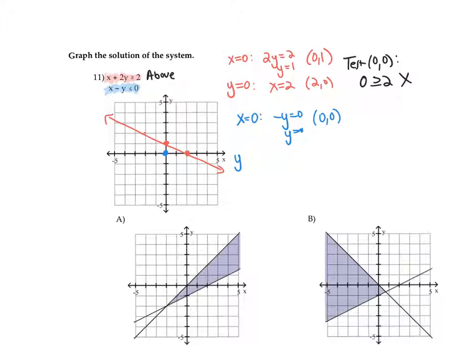So I can either put it in slope-intercept form, or I can just pick another value. Like, let's say I want to set y equal to 1. Then I get x minus 1 equals 0, which means x equals 1. So I can also say I have the point 1, 1.